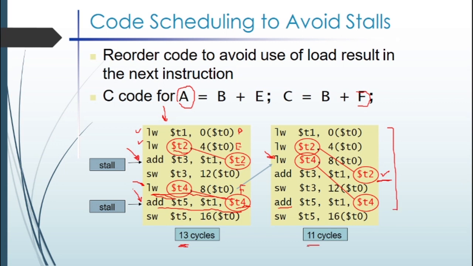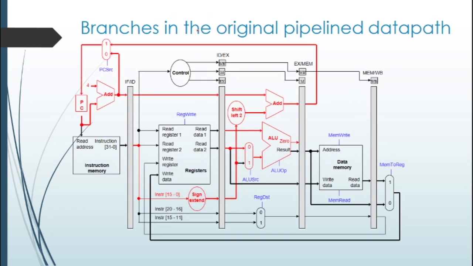So it means the whole sequence will be completed in 11 clock cycles, which is the default one. This code scheduling is another method by which we can avoid stalling by simply changing the code. This is something that is done in the software part. Now the next part, the second part, is about the control hazards that are caused by the branches.